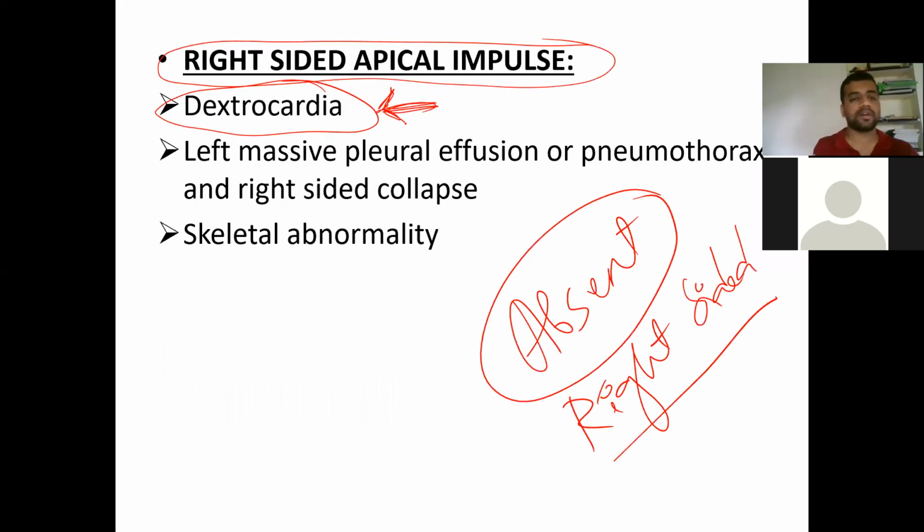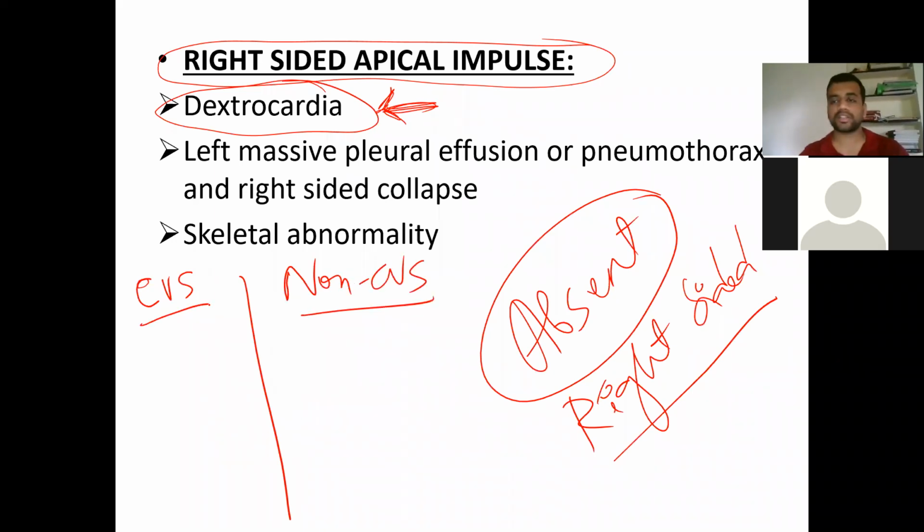We will just discuss here what are the CVS causes and the non-CVS causes for absent apical impulse. Can anyone tell, what are the CVS causes for absent apical impulse? Can you type three here and three there at least. First, CVS causes of absent apical impulse. Okay, first one is effusion. Next, CP. Okay. Then, no, it is non-cardiac, obesity. Okay, we'll write here obesity.